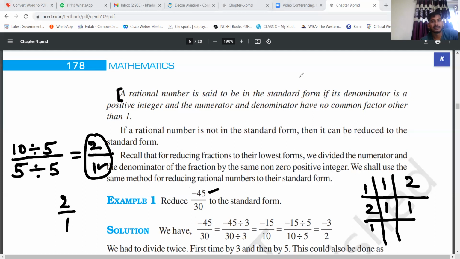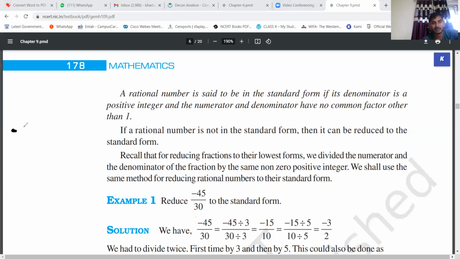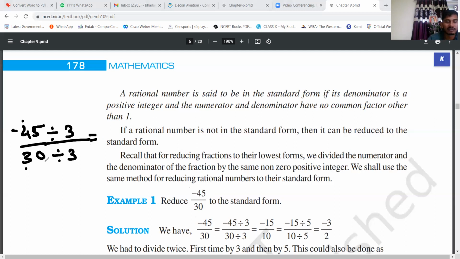Okay. Similarly, in this case, minus 45 by 30. You need to choose a number which divides both. It can be 3, it can be 5, but the smallest number, so I thought it can be 3. Choose the smaller number between 45 and 30. I got 30, and the number dividing 30 should also be a small number, so I took 3. So I got 30 divided by 3. How much will it be? It will be 10. Minus 45 divided by 3 will be minus 15.